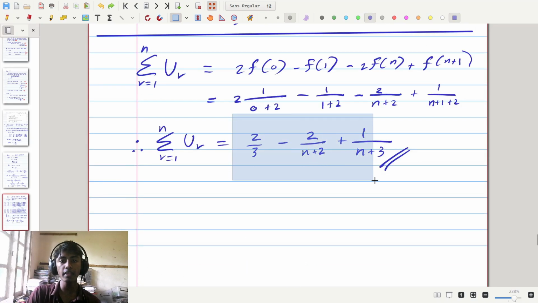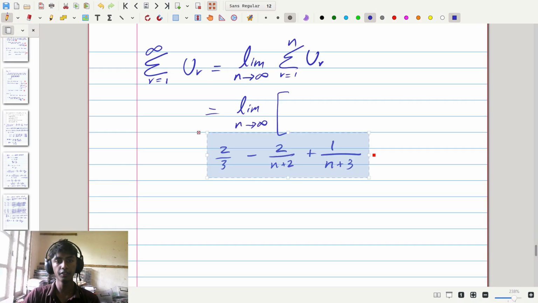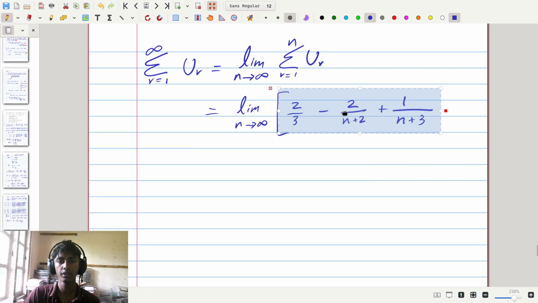So I can directly copy that down and say the value of the sum to infinity is simply equal to the limit as n approaches infinity of this expression right here. So you can put that here and close the bracket and apply the limit of n approaches infinity into this expression. Now the first term is a constant, 2 over 3, and therefore nothing happens as n approaches infinity. So we can just write 2 over 3.